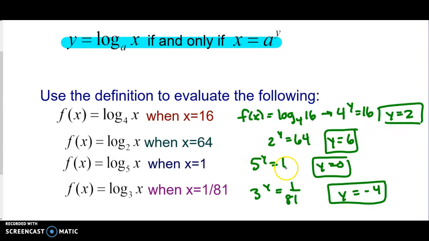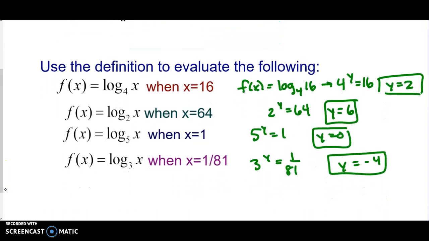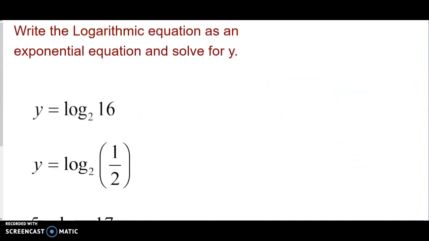5 to what power is 1? 0. 3 to what power is 1 over 81? That's negative 4. I could have also written that as like 81 to the negative first power. Maybe that would have helped. I don't know. Okay, let's try some more.